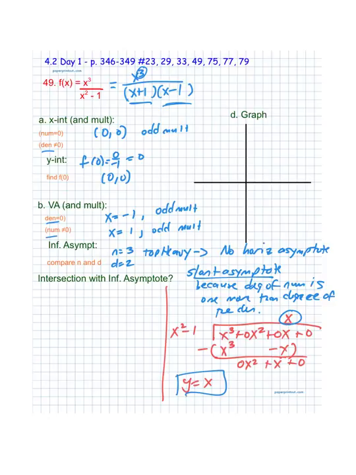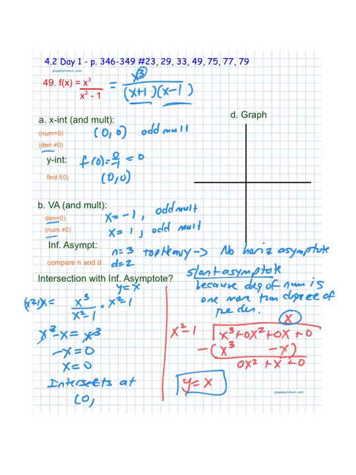And then we want to know, does this graph intersect the line y equals x, the slant asymptote? To do that, we'll let the equation for the slant asymptote equal our function. So when I multiply both sides by x squared minus 1, I get x cubed minus x equals x cubed. I can subtract the x cubed, so I get negative x equals 0, or x equals 0. So the only place that it intersects is at x equals 0. When x is 0, if I want to know the y value, I can look at the slant asymptote. So when x is 0, y is also 0. So it intersects at (0, 0).